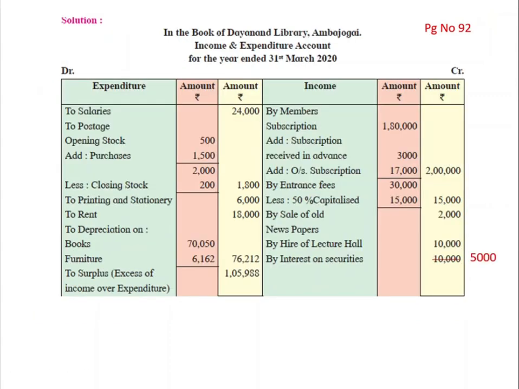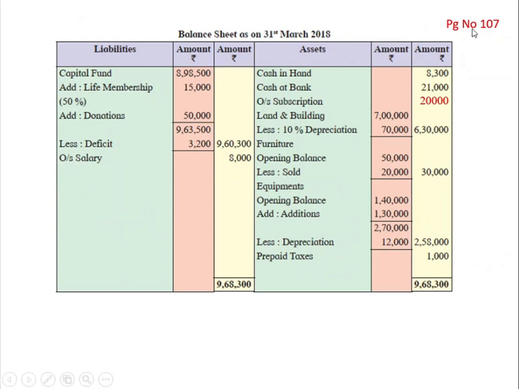Next, page number 92. See here, buy interest on security. Here, instead of 10,000, write 5,000. Page number 92. Just cut 10,000 and make it 5,000. Next, we'll move. Page number 107. Here, outstanding subscription, nothing is given, so put here 20,000. If you see your textbook, there is a blank, so you have to write here 20,000.